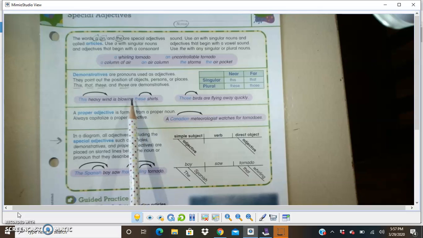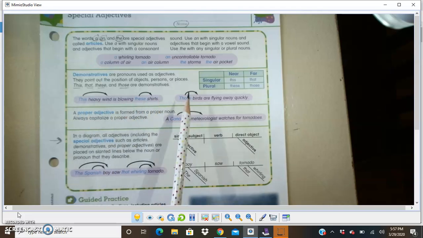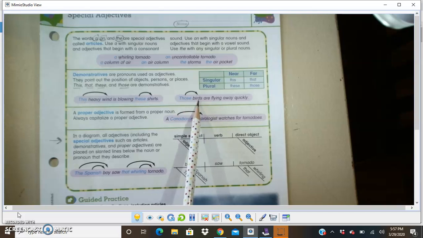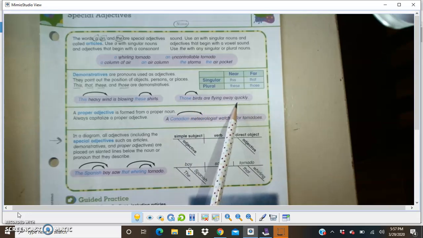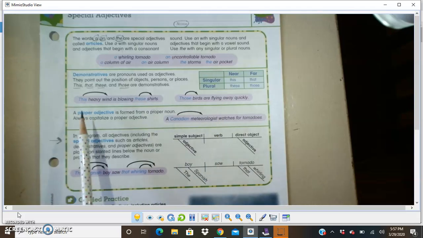So, for example, this wind is not this heavy. This wind is blowing these shirts. Or those birds. Those is pointing to birds. And those birds are flying away quickly. So let's look at the next section.